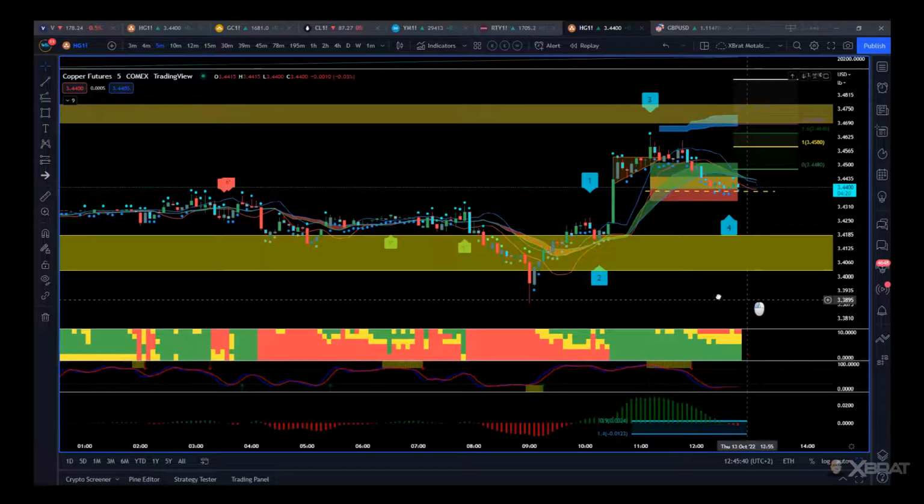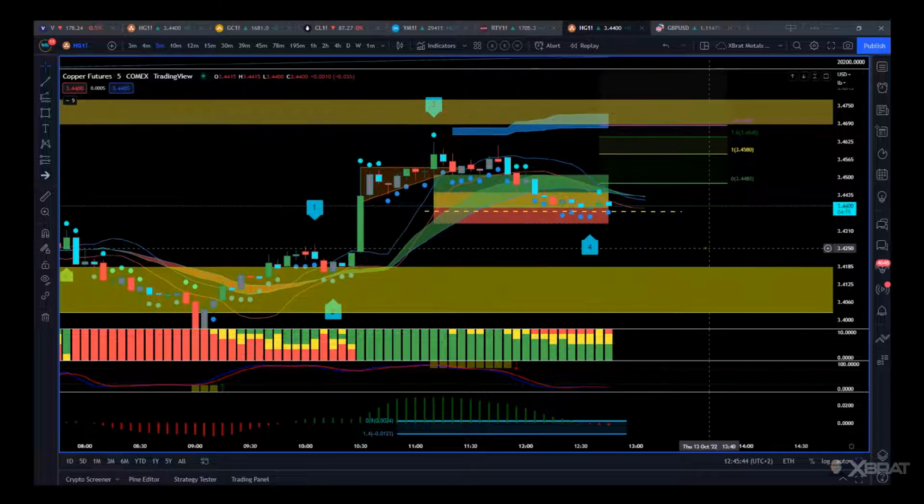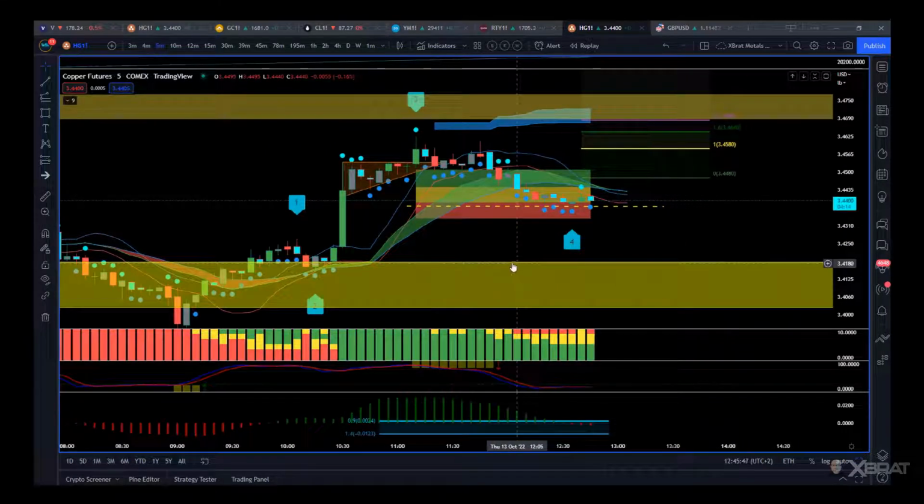Okay, so then we just need to zoom in a little bit here. These pullback zones represent probabilities. There's a blue zone up here, which is your fifth wave target zone, which is actually in my 15-minute support and resistance zone. So that's a really good target.